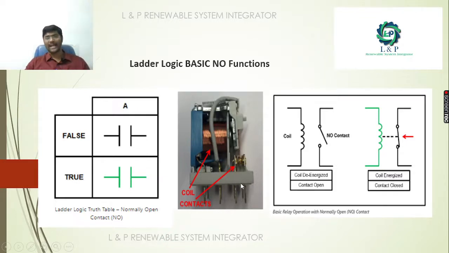Normally open contact. See here, these are the contacts, and now it is in the open position. The same thing we had provided in the basic relay diagram. This is a coil and this is a normally open contact. This is the position of the coil in the de-energized state. When we energize the coil, what will happen immediately? The contact will get closed.